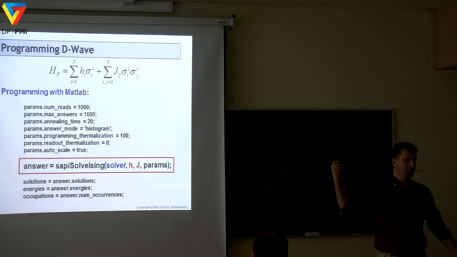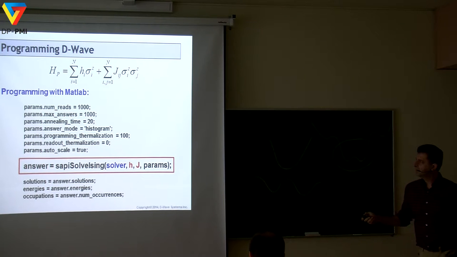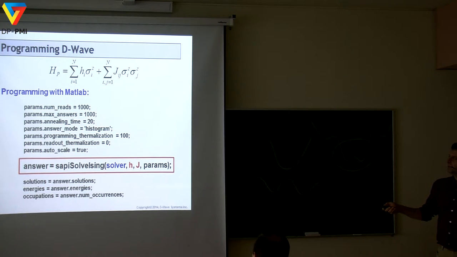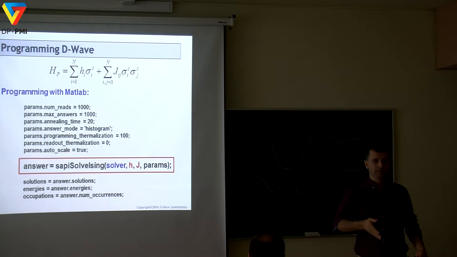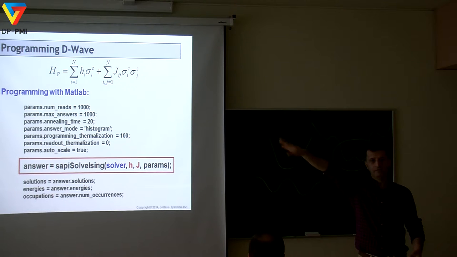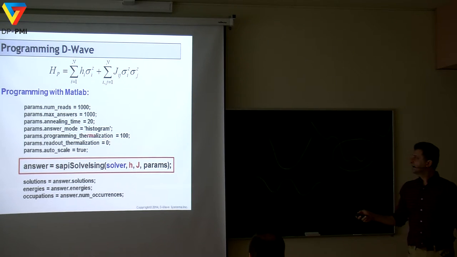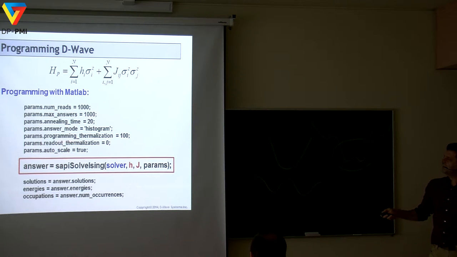I can adjust it from 20 microseconds up to, I think, 20 milliseconds. I wanted the minimum, the 20 microseconds. I wanted it to give me a histogram, so that if a solution comes 1,000 times, I don't want 1,000 solutions. I want it to tell me just one solution and tell me it came 1,000 times. So this gives me a histogram. These are some time scales. You don't need to worry about thermalization time and readout thermalization time. You can also adjust these, but you don't really need to. You can put the default.